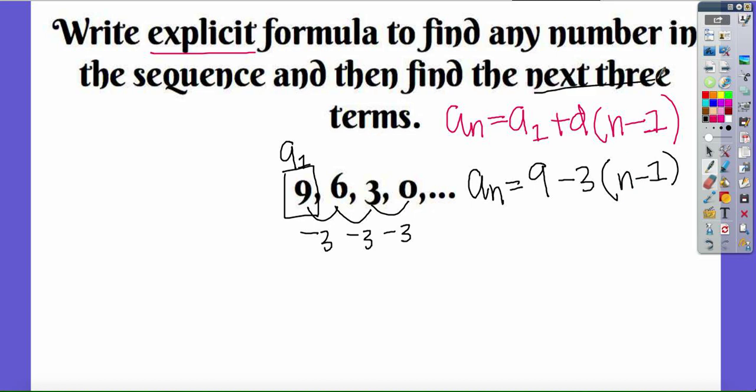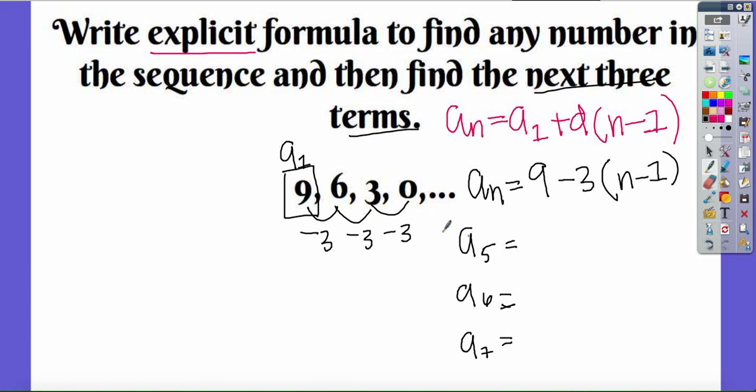Well, they just asked for the next 3 terms. So if this is 1, 2, 3, 4, they're asking us to find a sub 5, a sub 6, and a sub 7. Since they're just the next 3 terms, I could really just continue the pattern. But now if they had asked us to find the 100th, 101st, 102nd numbers in this pattern, I would definitely need to plug it in. So we'll just practice with that just in case.